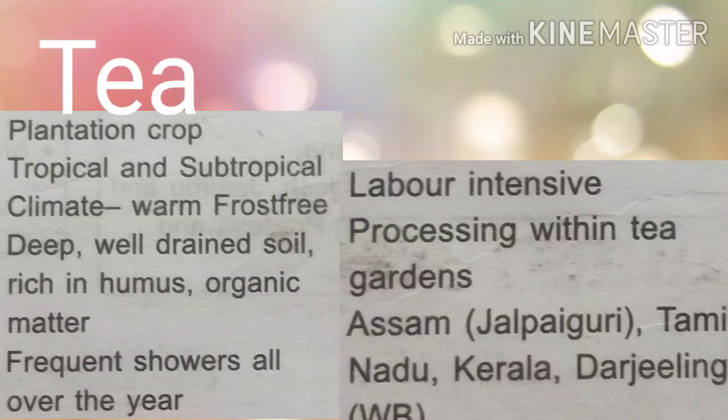Now we are going to see tea. Tea is one of the major plantation crops and one of the important beverage crops of India, introduced by the British. Tea grows well in tropical and subtropical climate. It needs deep, fertile and well drained soil which should be rich in humus and organic matter. During the growth of the plant, frequent showers are necessary.